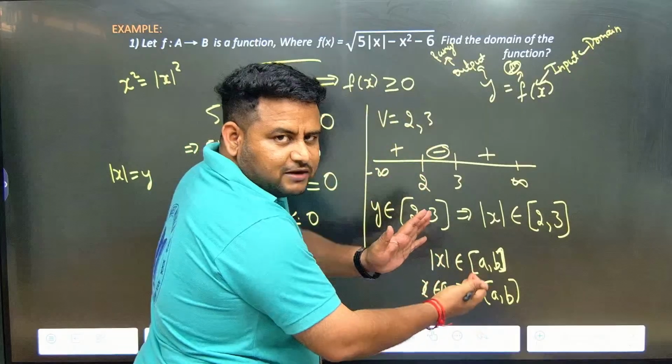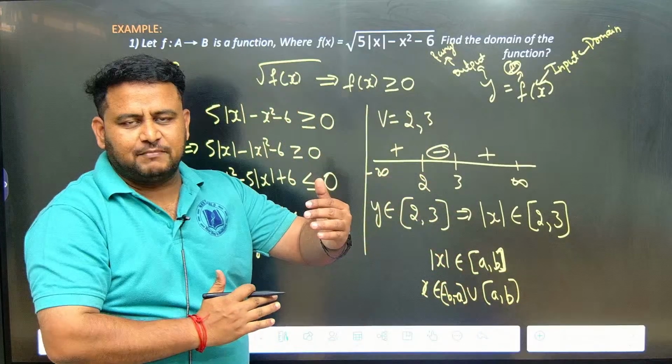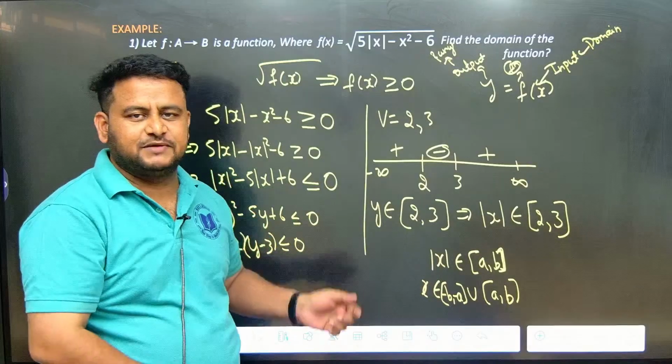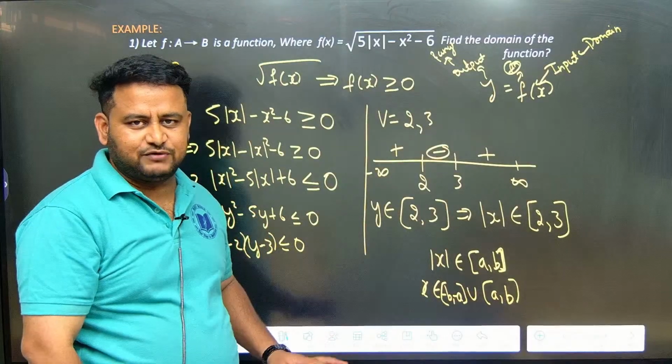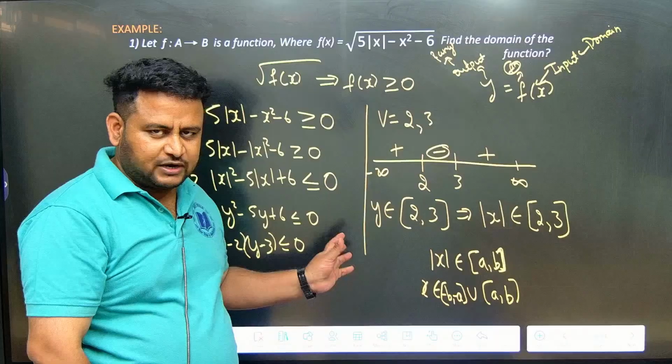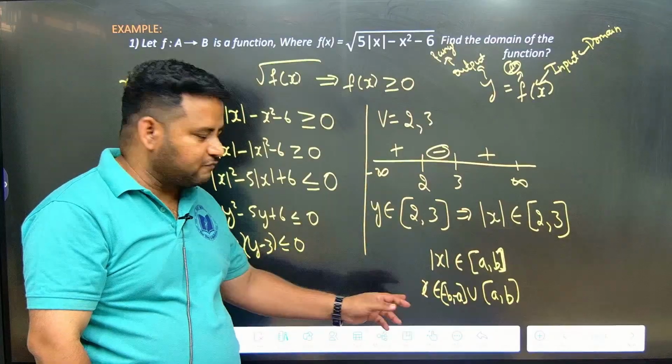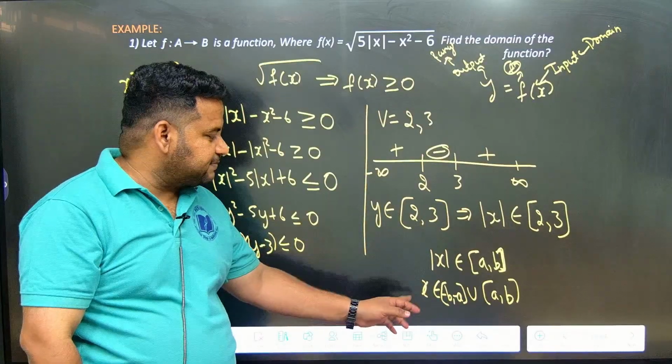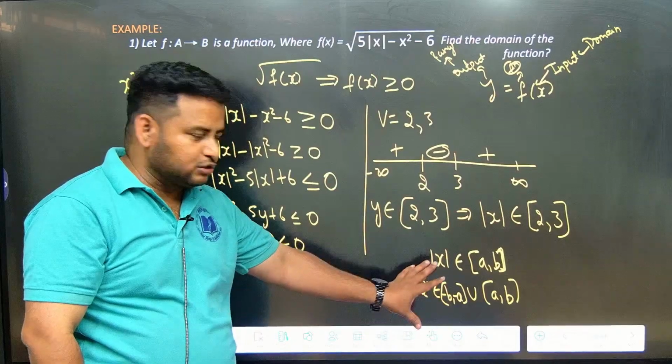A comma b will become what? B comma a, union b comma a. But minus will also be there because modulus can take positive and negative values. Mod x can become minus x and plus x. So this will become minus b comma minus a union a comma b, within closed intervals.